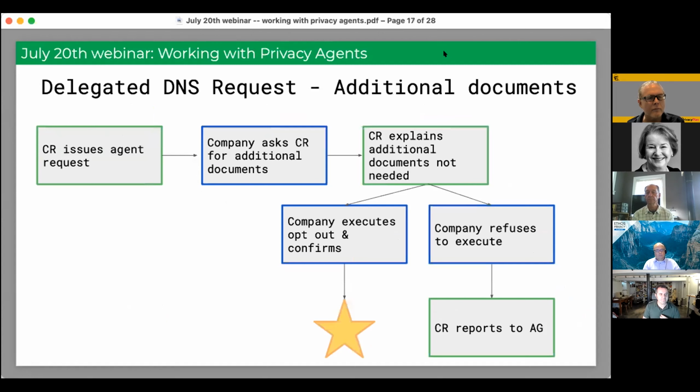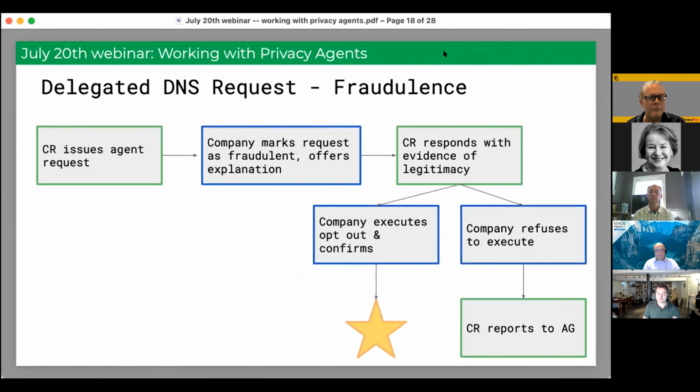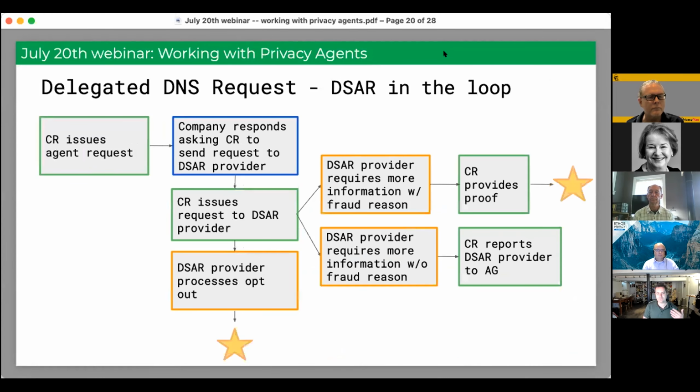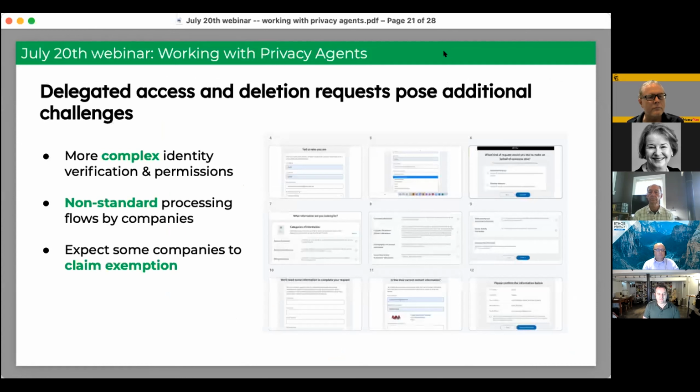But this is one pathway. Another pathway, we send the request. The company asks for additional documents. Now, in the case of a do not sell request, those additional documents are not needed. They're not, in fact, allowed. And so either we'll ask the company to process the request anyway, and they'll confirm, or they won't, and we'll have to report it. Fraudulence, the company might claim that we are not actually authorized, and so that might be something we need to confirm. Agent verification, and so on and so on. DSAR in the loop. That's for do not sell requests. Those should be the easy ones.